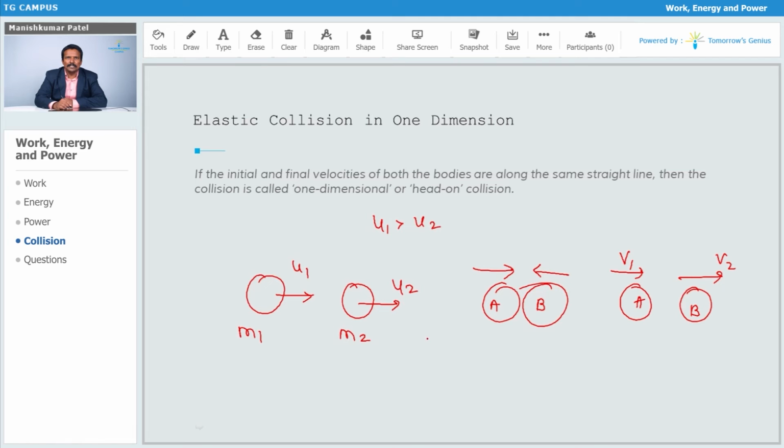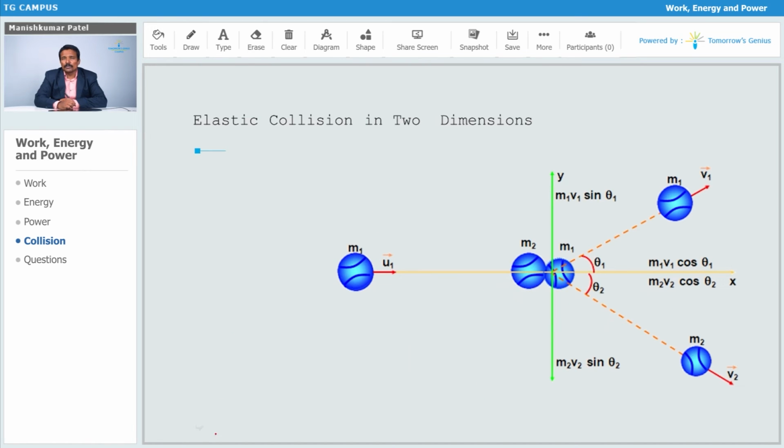The same principle can be used to write m1 u1 plus m2 u2 is equal to m1 v1 plus m2 v2. That is along one dimension, so this is called one dimensional elastic collision. Again, in two dimensions also we can show this. This is a sphere of mass m1 moving with velocity u1. It collides, then it gets separated.